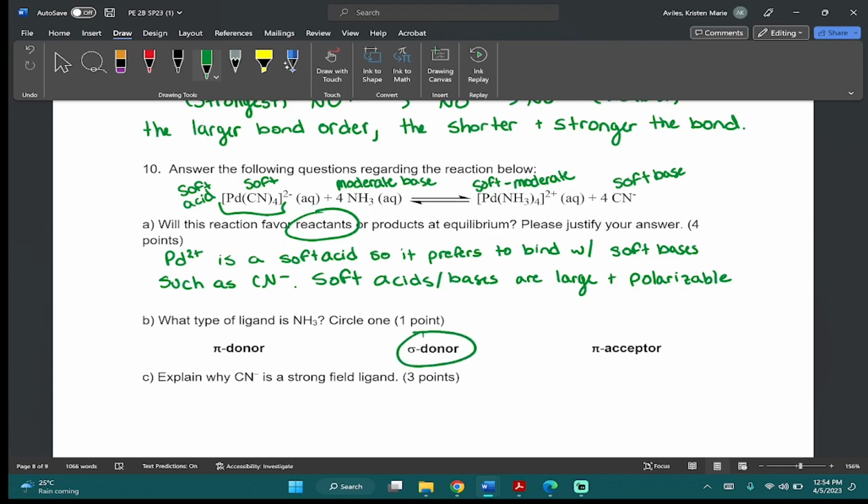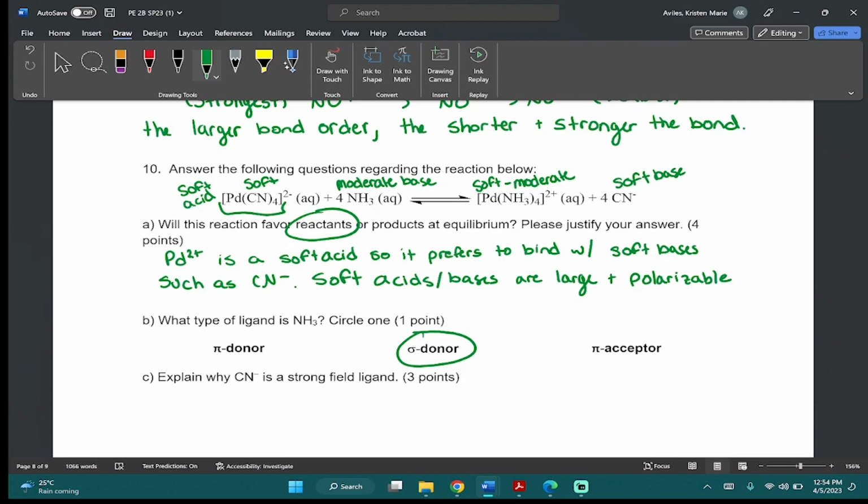Everything is a sigma donor. So if it was a pi acceptor, it's also a sigma donor. If it's a pi donor, it's also a sigma donor. All our ligands are sigma donors. They have to interact with our metal center somehow. So they're all sigma donors.